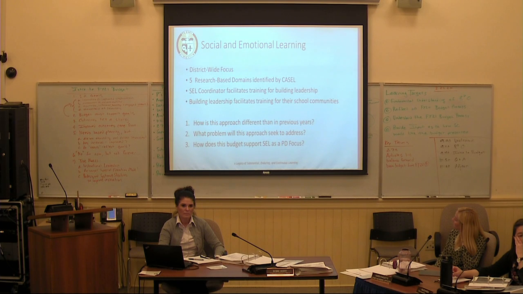So those 5 domains, the very first one being self-awareness, and the second domain being self-management. I'm aware, how do I manage that? And then building the relationships that you need to help support you, and then making responsible decisions that sometimes we all struggle with. And then finally, your social awareness. How do I apply this out there? Is this okay? Is this not okay?